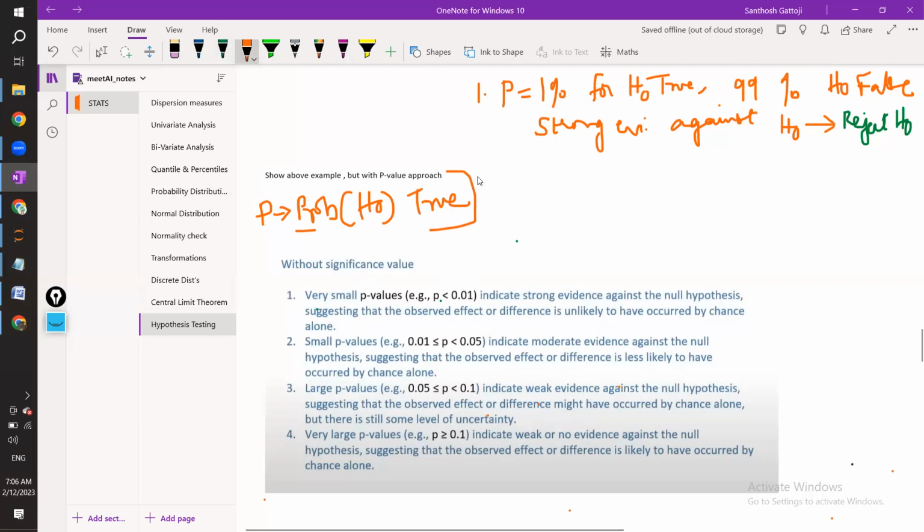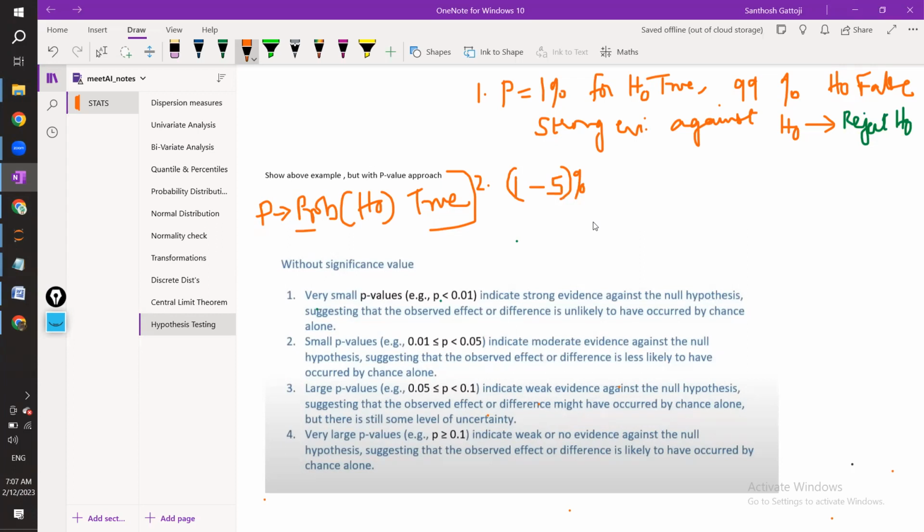Okay. So now in the second scenario, small p-values. That means what? If the p-value is between 1 to 5%, what does this mean? This indicates moderate evidence against the null hypothesis. Earlier, a p-value of 0.01 indicated strong evidence against the null hypothesis, suggesting that the observed result is unlikely to have occurred by chance alone. If it is 1 to 5%, here also we have evidence, but not very strong. It's moderate evidence against the null hypothesis.